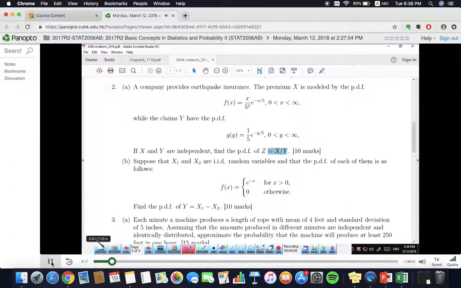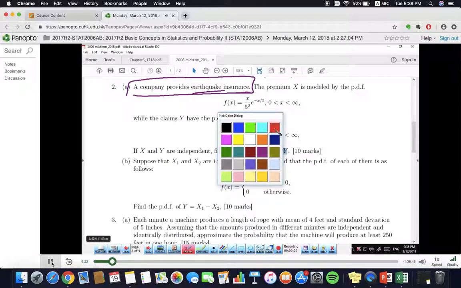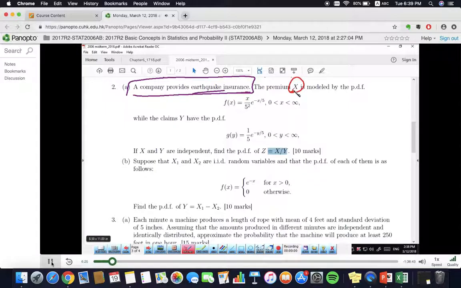A company provides earthquake insurance. This sentence is useless. You only have to care about the variable X, the premium, which is modeled by this probability density function. And here is Y, which has a density function as well. Suppose they are independent, find the distribution of Z equal to X over Y.